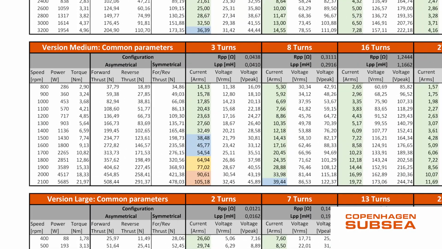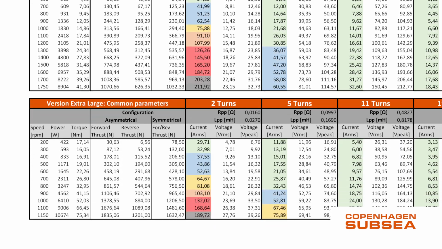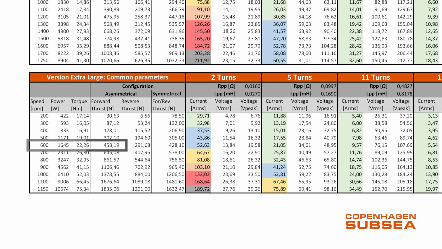The medium thruster delivers the required thrust at 2000 RPM with 4.5 kilowatts. The large version can achieve the same thrust at 1200 RPM with 3.1 kilowatt, and the extra large version requires only 600 RPM with 1.6 kilowatt. As you can see, the larger thrusters deliver the same thrust with significantly lower power input.